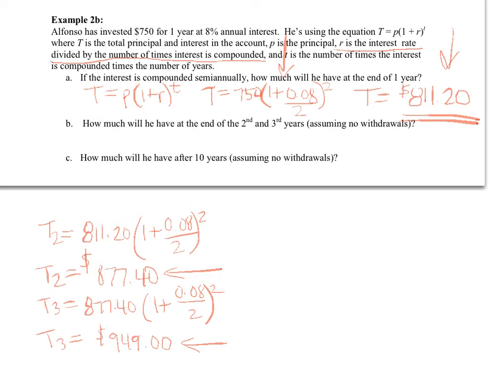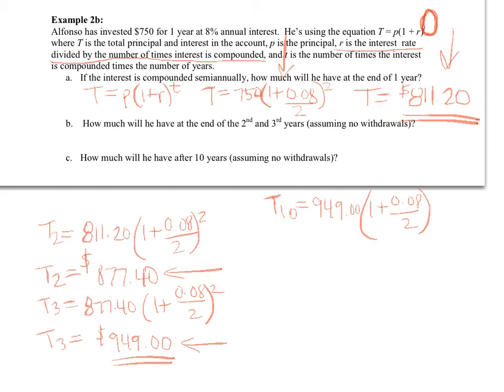Okay, part C. How much will he have after 10 years? Okay, T sub 10, the 10th term. Well, we don't know what he has after 9 years, but we do know what he has after 3 years, which was $949. So 949, 1 plus 0.08 divided by 2, because it's still compounded semi-annually as it said in part A. But this time, it's not going to be squared because we're at the 10th term, but we only know the third term. So it's going to be T in this case, because that's that exponent T.